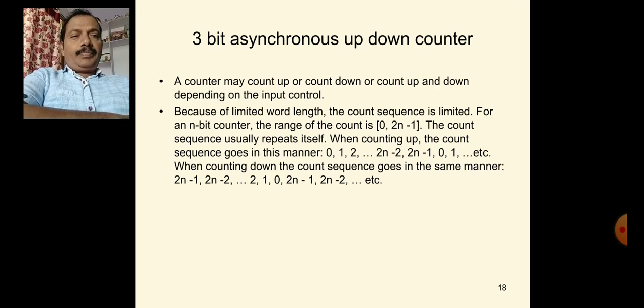When counting up, the count sequence goes in this manner: 0, 1, 2, up to 2^n minus 1, and next 0, 1, 2, etc. When counting down, the count sequence goes like this: 2^n minus 1, 2^n minus 2, and so on up to 2, 1, 0, and next 2^n minus 1, 2^n minus 2, and so on. So this is the way of working of an up-down counter.